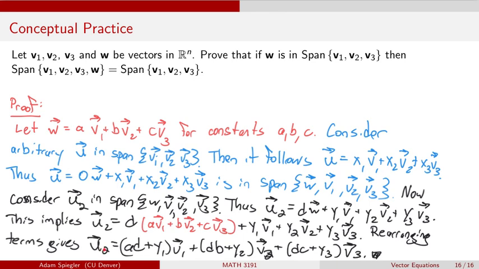So now I've written u2 as a linear combination of v1, v2, and v3. So now I know that u2 has to sit in the span of v1, v2, and v3. So now I've shown that if any vector is in the span of w, v1, v2, and v3, then it has to be in the span of just v1, v2, and v3. So now we know that these two sets are equal to each other.